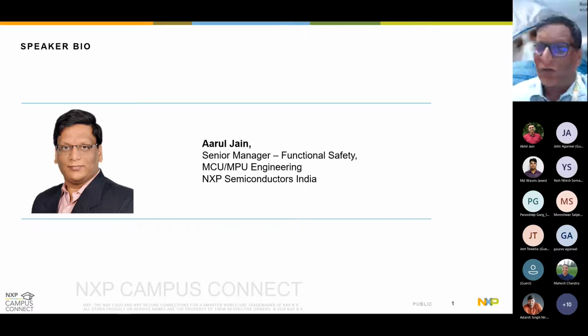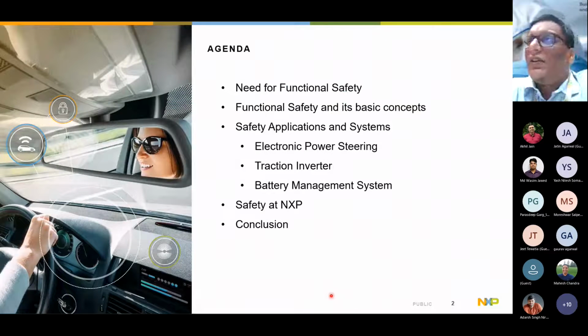So let's jump into the agenda for today. I'll briefly explain the need for functional safety. We'll look at one or two examples of how the lack of safety impacted the lives of people, how functional safety can actually save our lives, and why it is important for engineers to know about functional safety. We'll talk about very basic concepts of functional safety. We'll not go too deep into the terminologies, but at least a high level overview of what functional safety is, its basic concepts.